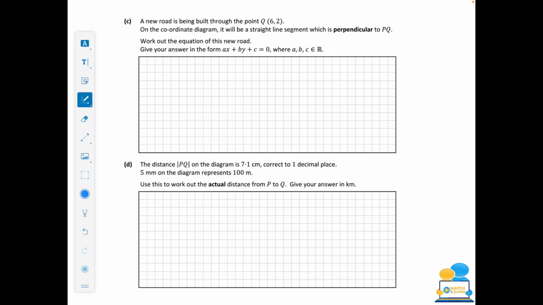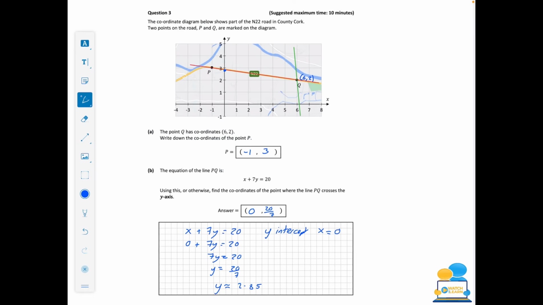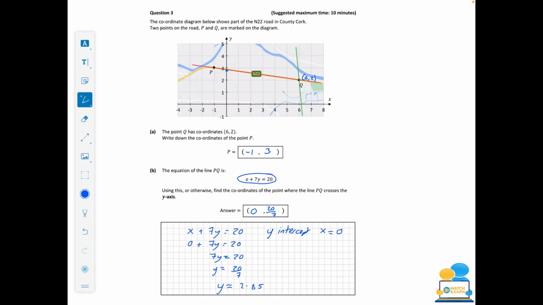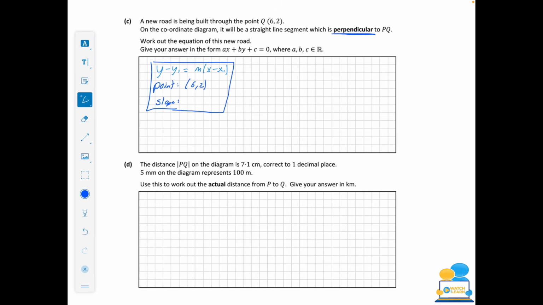Now, the equation of the new road, we're looking for the equation of a line. First thing I'm going to write down: y minus y1 equals m bracket x minus x1. Next, a point. Do we know a point on this? We do. The point is 6,2. Do we know the slope? We don't, but we know how to find it. It tells us that it's perpendicular to PQ. Now, the line PQ has equation x plus 7y is equal to 20.